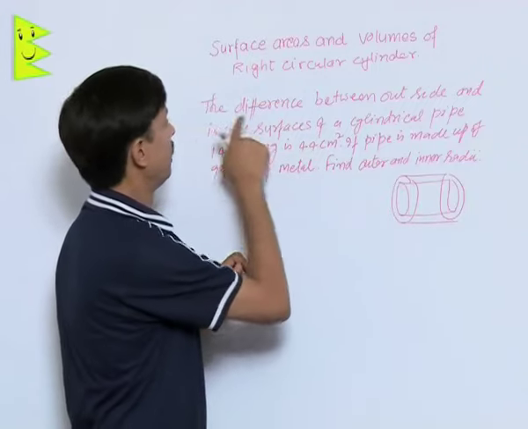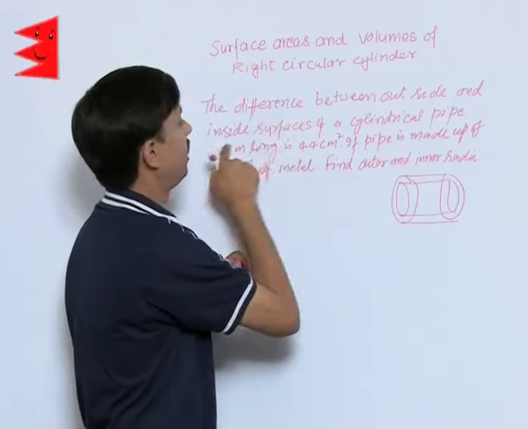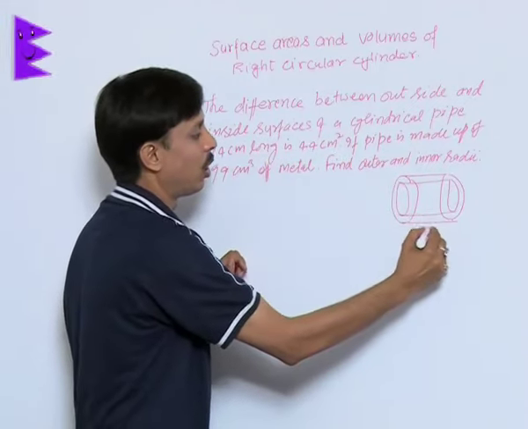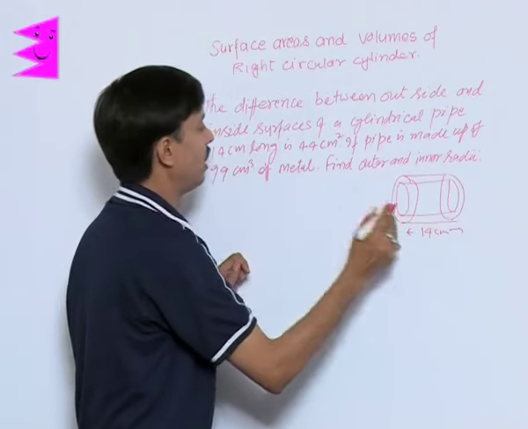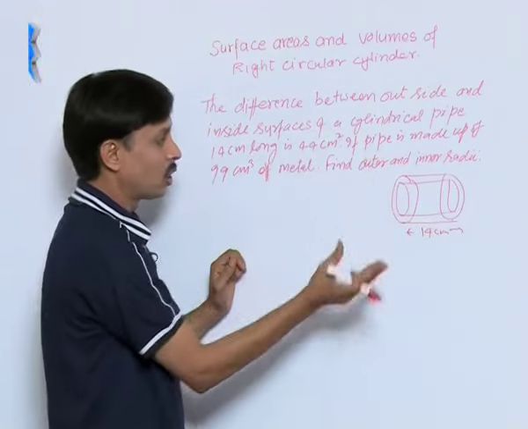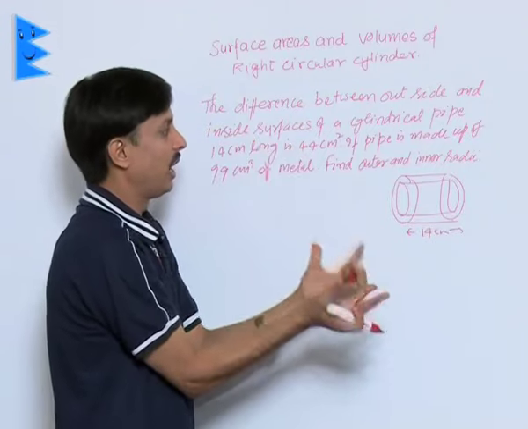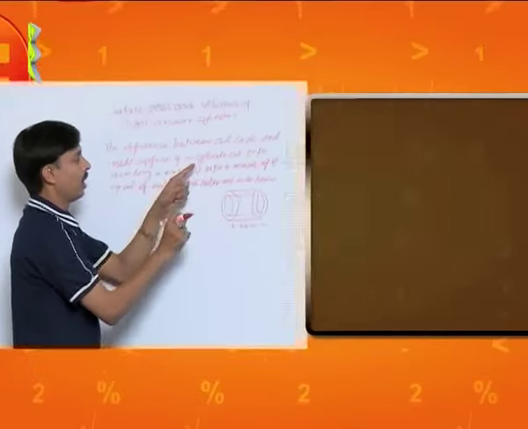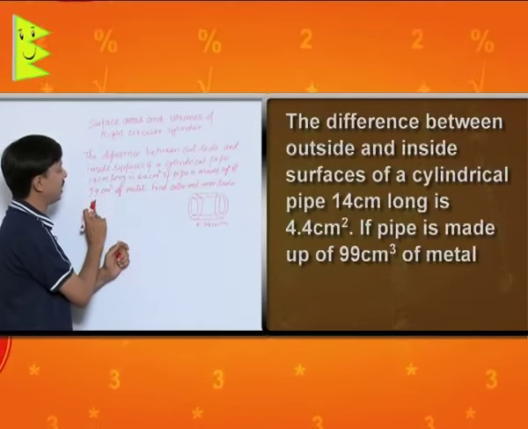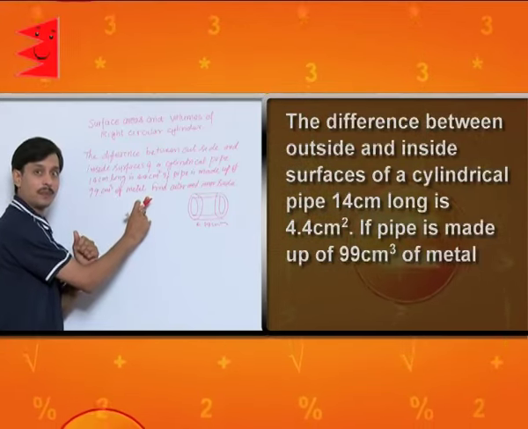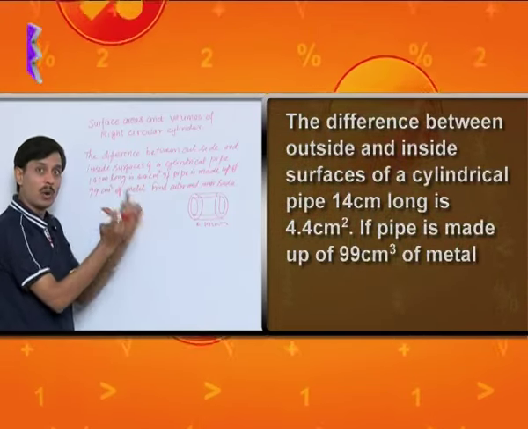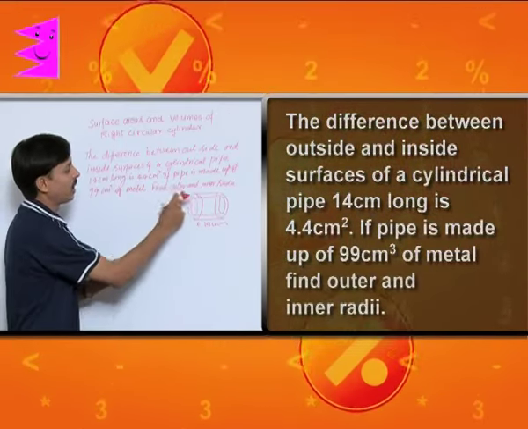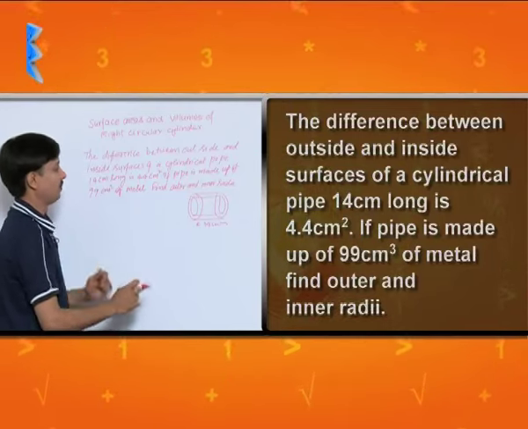What is there? The difference between outside and inside surfaces of a cylindrical pipe 14 centimeter long. This is 14 centimeter in length. The difference of the outer surface area and inner surface area is 44 centimeter square. And the pipe is made up of 99 centimeter cubic of metal. Means the difference between outer volume and inner volume is 99 centimeter cube. Find the outer and inner radii.